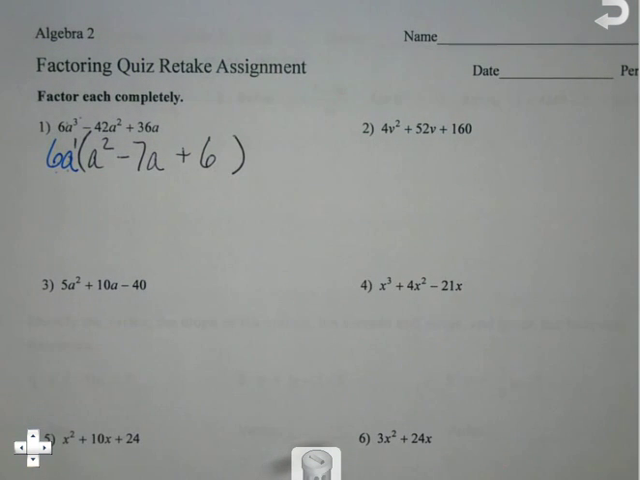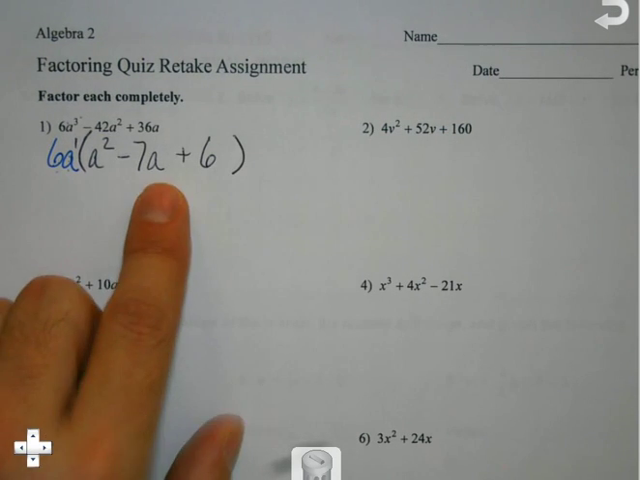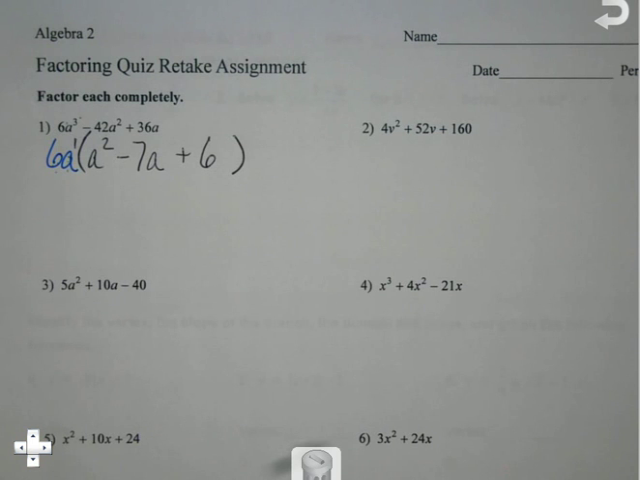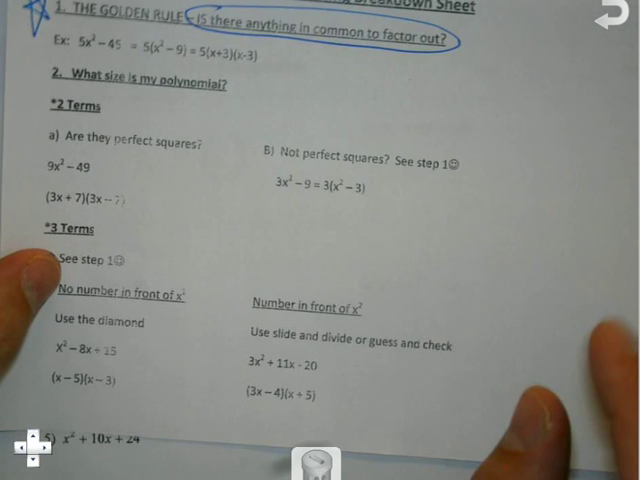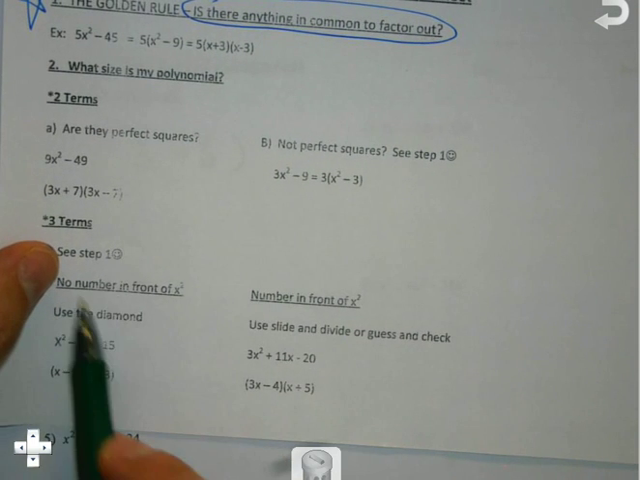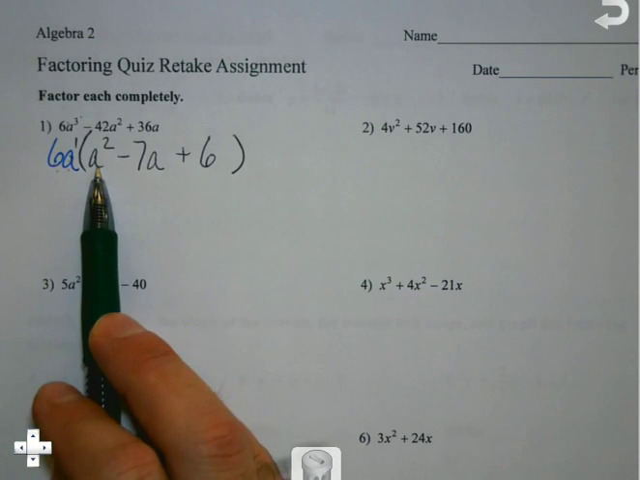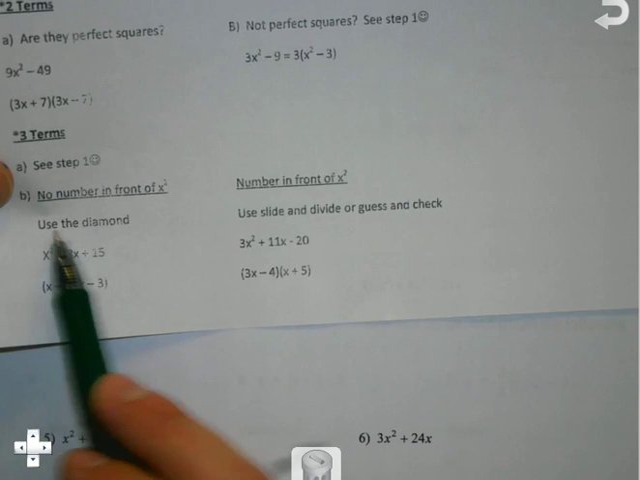Now, sometimes that's going to be enough. That may be all I can do. I might be done, but I need to check. So I take a peek for a second at what's left in the parentheses. My rule is, okay, if I look in the parentheses, 3 terms, no number in front of x squared, or in this case, a squared, we use the diamond.